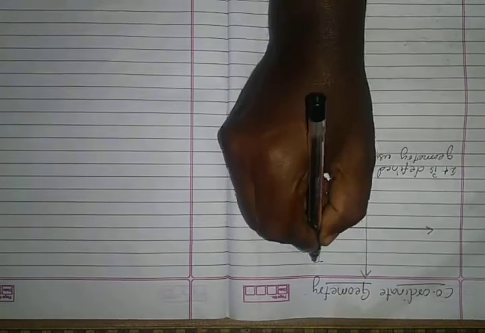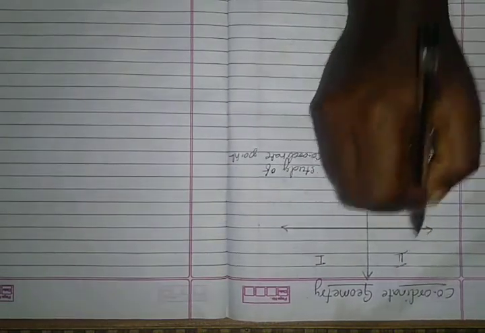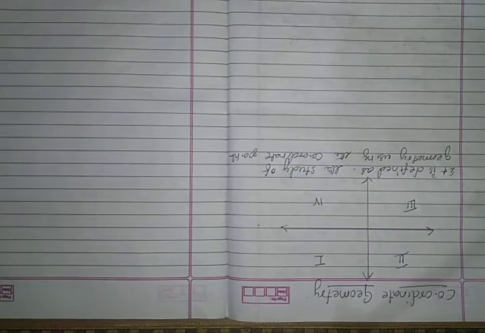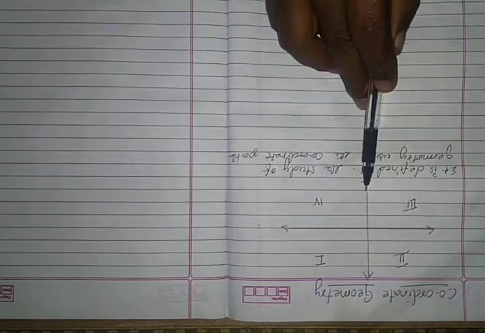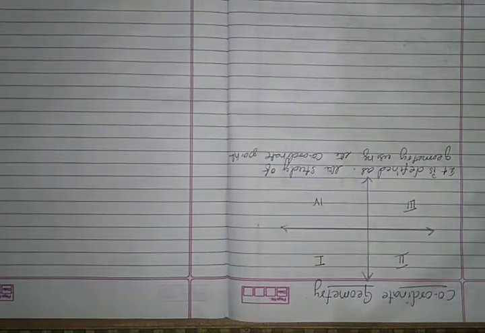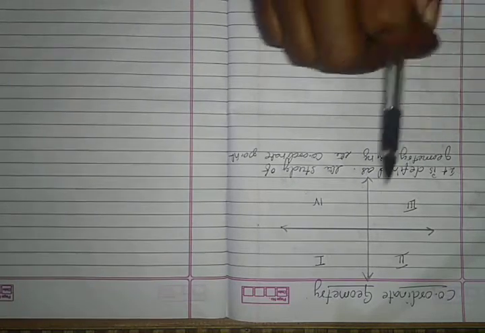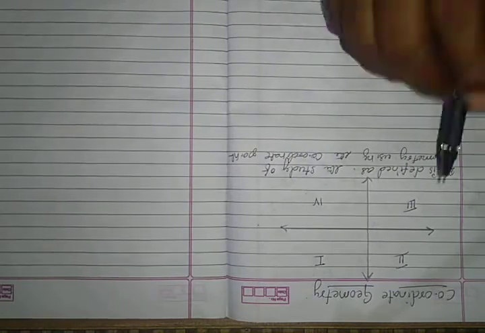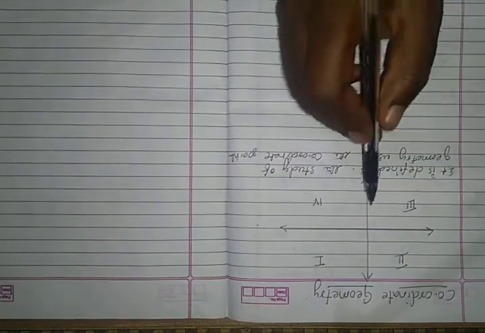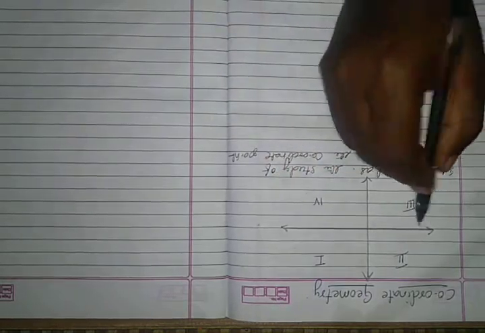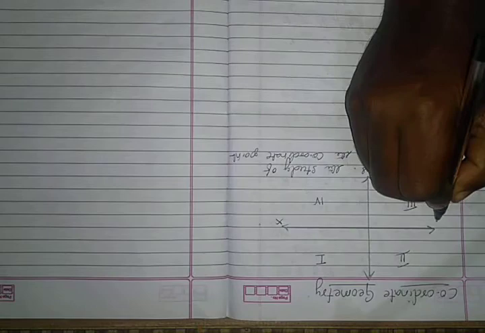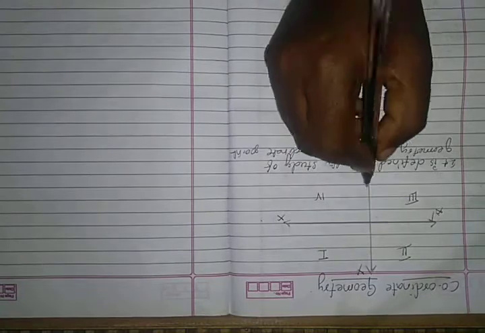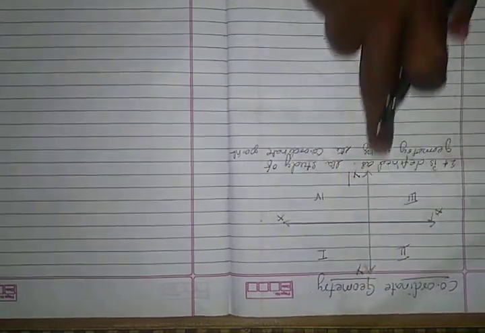You know that this is the first quadrant, this is the second quadrant, this one is the third quadrant and this is the fourth quadrant. By two axes, how many axes are there? One and two. By two axes the Cartesian plane is divided into 4 quadrants. The horizontal line is the x-axis, x and x dash, and this one is y and y dash.